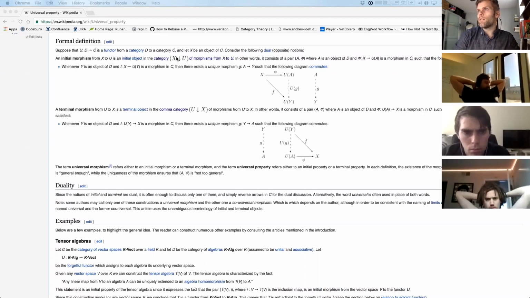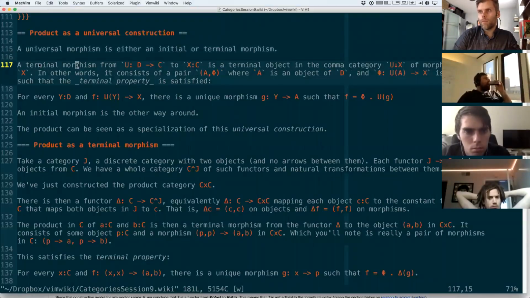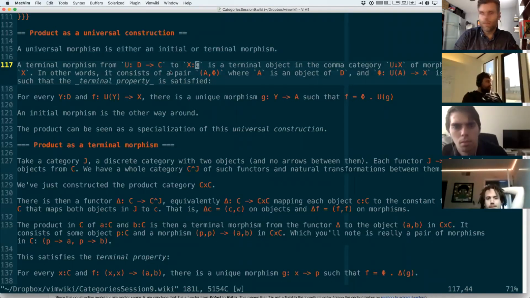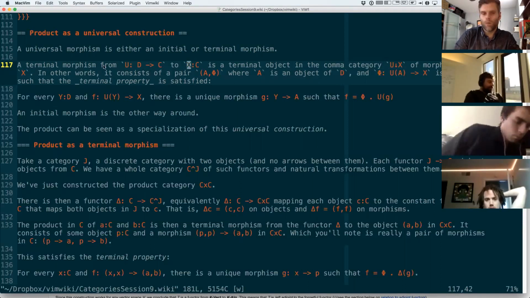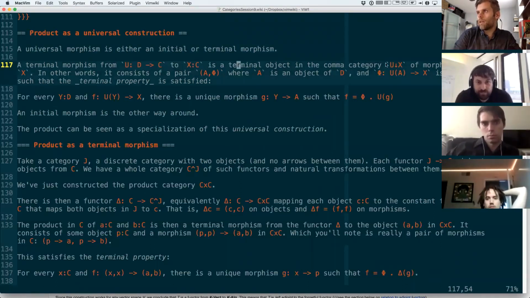What they are: initial and terminal objects in a category like this. So what I took was basically just this Wikipedia definition, and it said, okay, a terminal morphism from this functor U to this object X of C. So there's a whole category of morphisms from U to X, and the terminal such morphism is the terminal object in this comma category of morphisms like that, right?